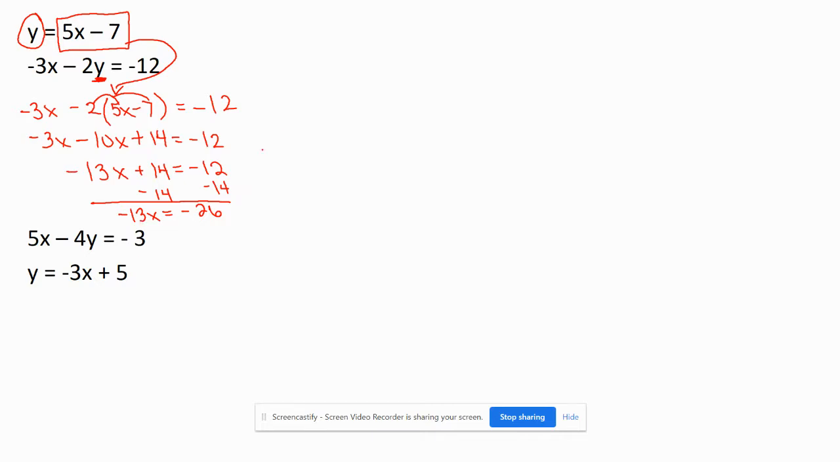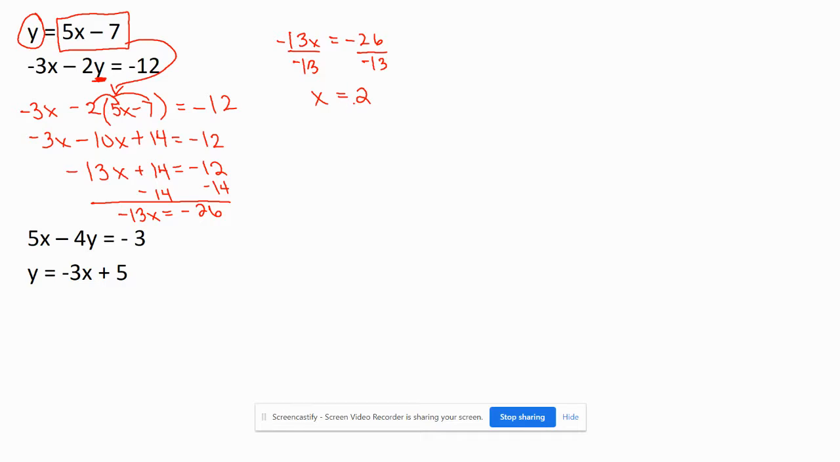Now I would divide, and I'll put that up here. Negative 13x equals negative 26. So divide by negative 13 now, because my whole purpose is getting x by itself. And that would be x equals 2. All right, so now I have my x.